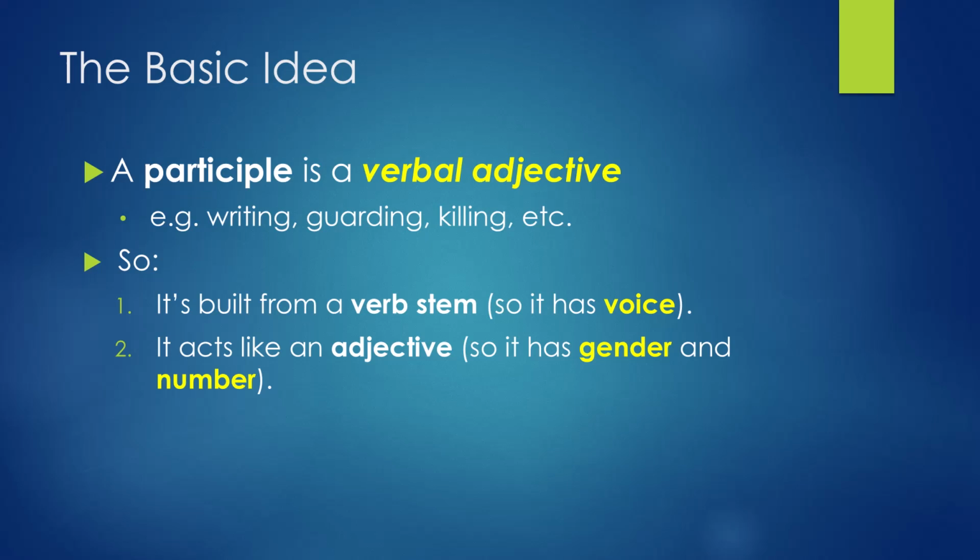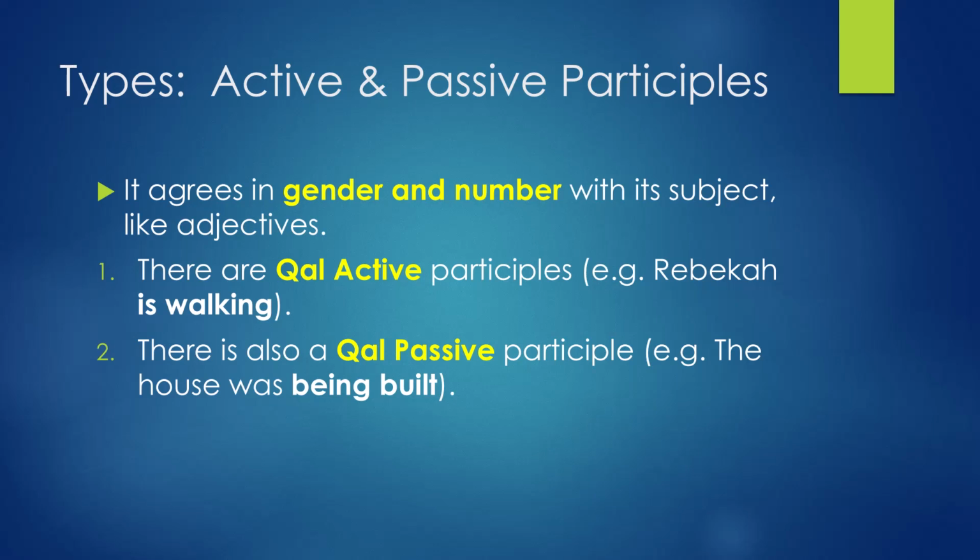And because it's a verb, it has voice, but also because it's an adjective, it has gender and number, just like adjectives. So a participle has voice, gender, and number. Let's look at the types. In Hebrew, we have two types. We have the Qal active and the Qal passive.